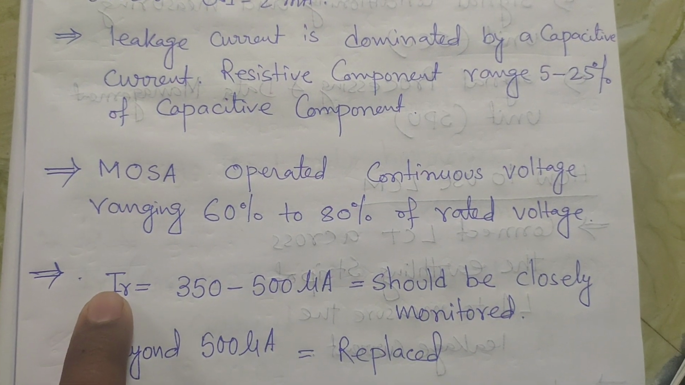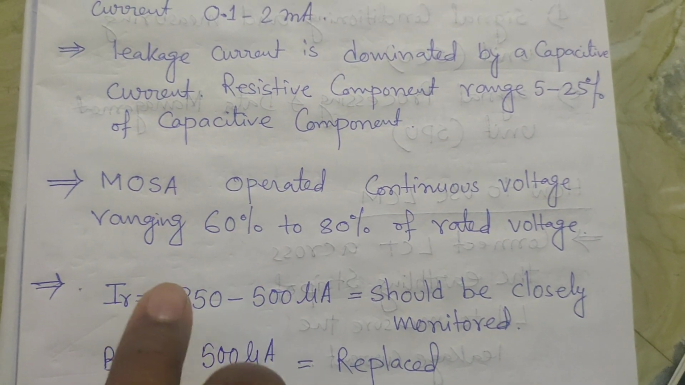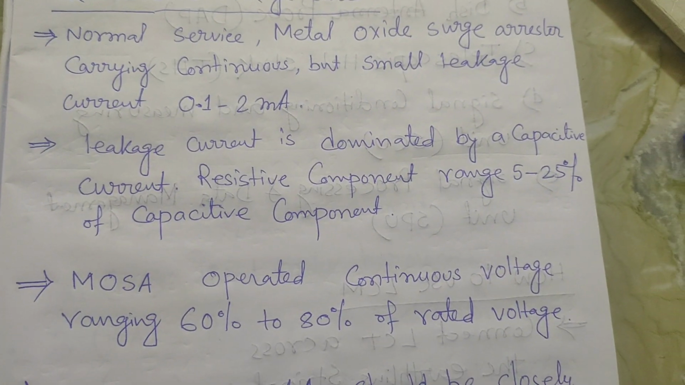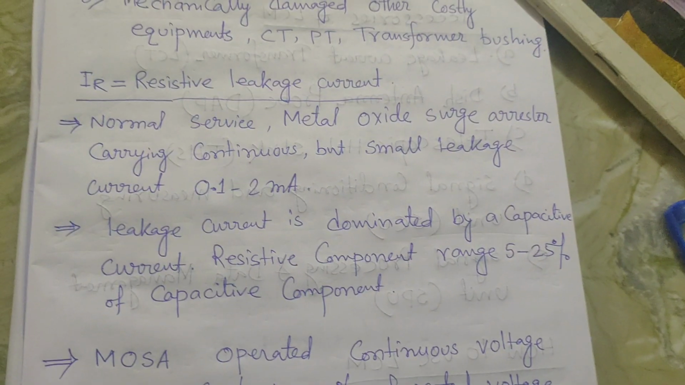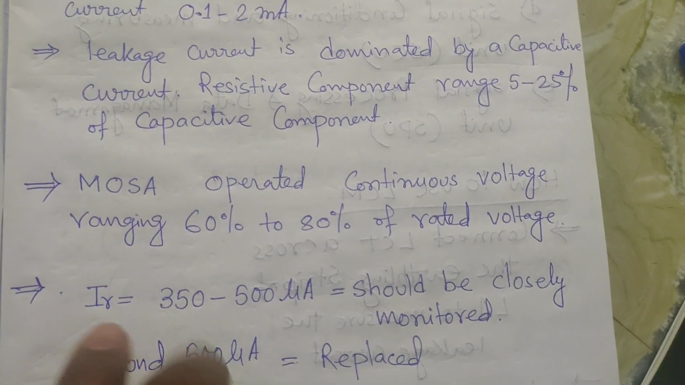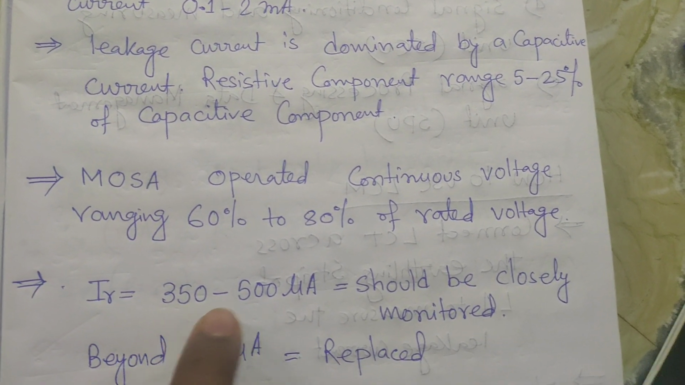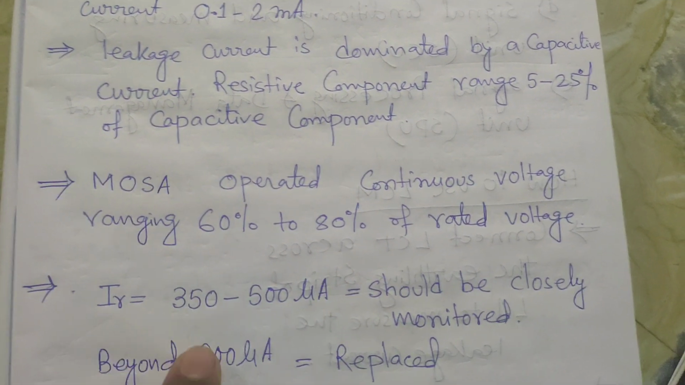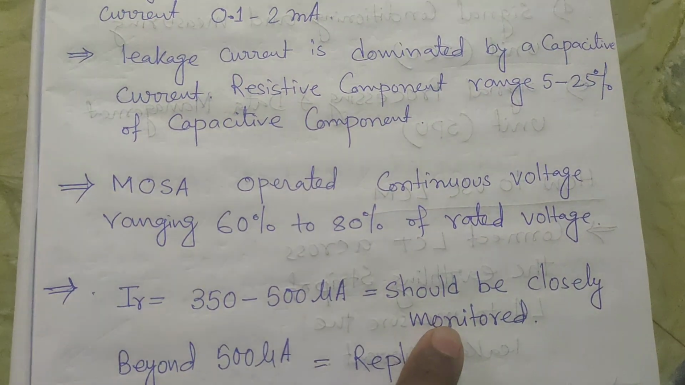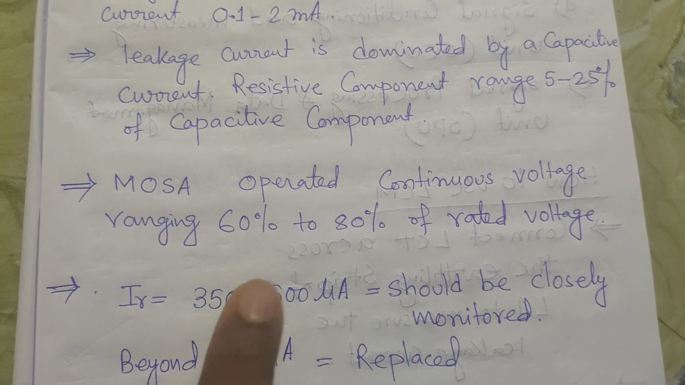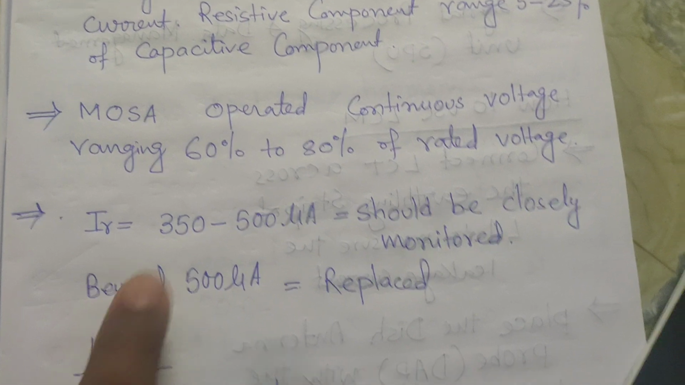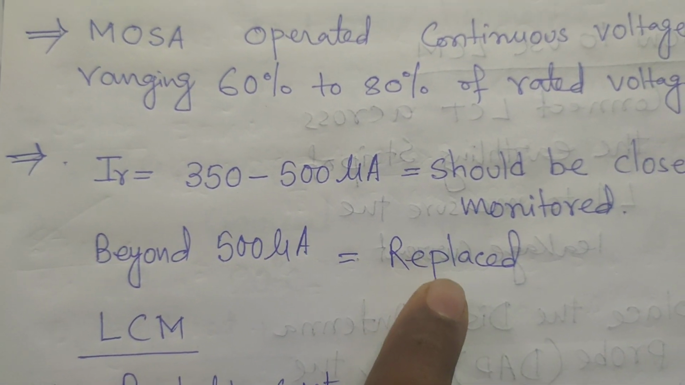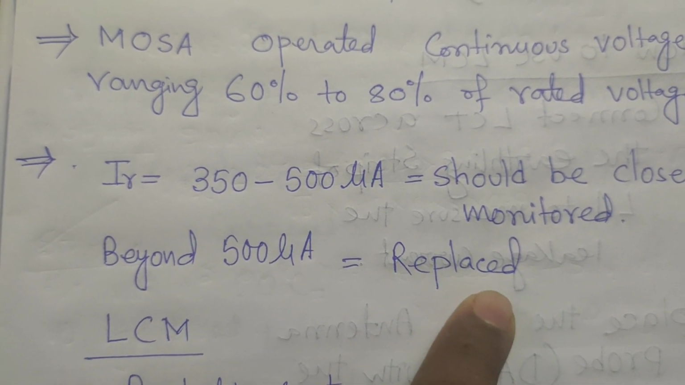So what is the IR value? You should monitor the IR value. IR is the resistive leakage current inside the lightning arrestor. A value between 350 and 500 microampere should be closely monitored. If you get this value, you should closely monitor the LA on a regular basis. If the value goes beyond 500 microampere, the particular LA should be replaced.